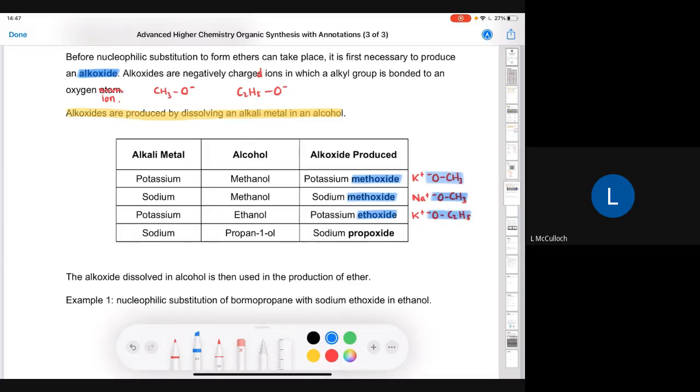And then finally, if we use sodium and react it with propan-1-ol, we'll get sodium propoxide. So if we look at sodium propoxide, it's going to be Na plus, oxide ion, and then a propyl group is a C3H7. And again, that's going to be your nucleophile there.